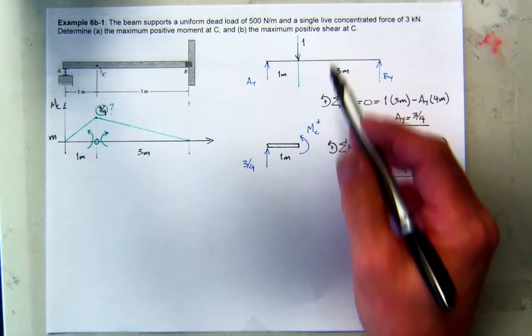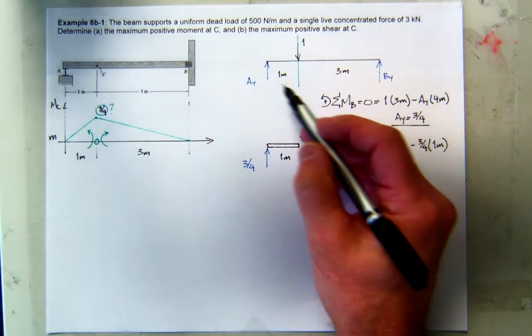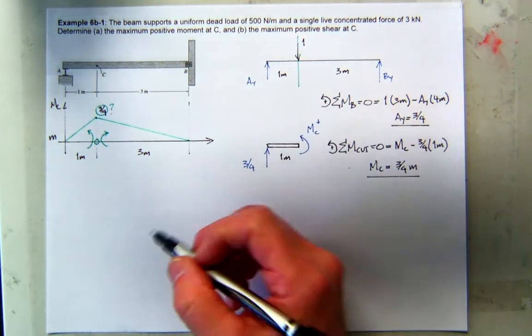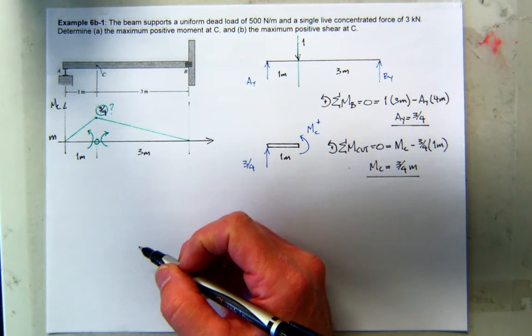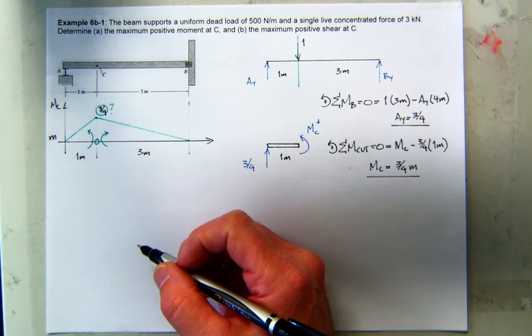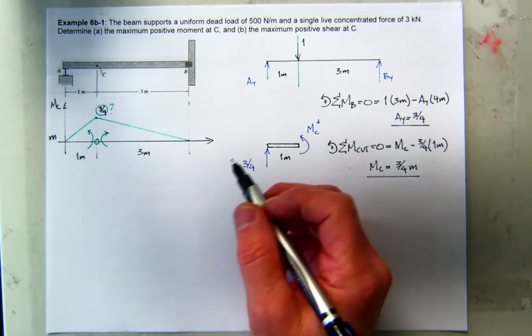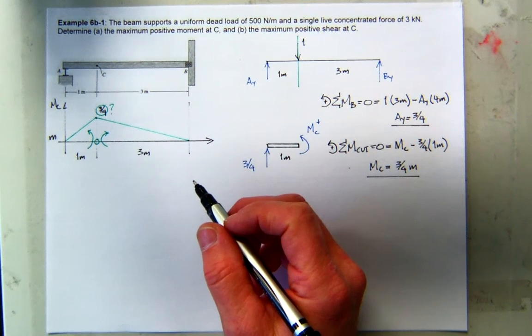I think that's a pretty simple problem. If I gave you this problem and said, what's the moment at C, and that was your only question for an exam, you should be very happy. Very happy. I hate to make you happy, but you're not going to get that kind of problem. But you would be if you did.